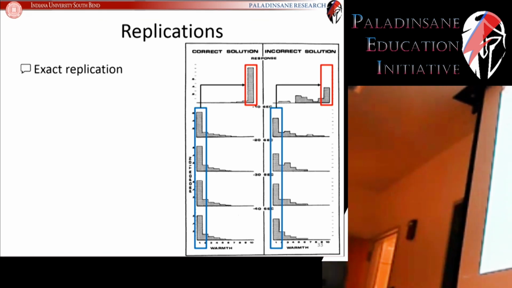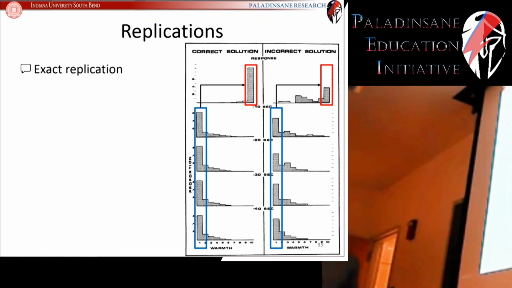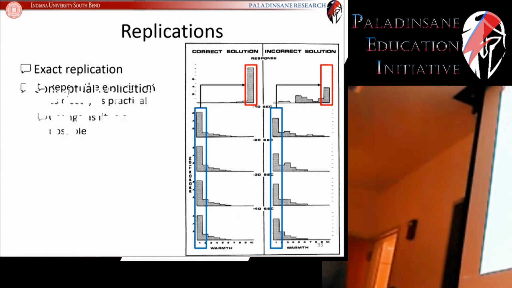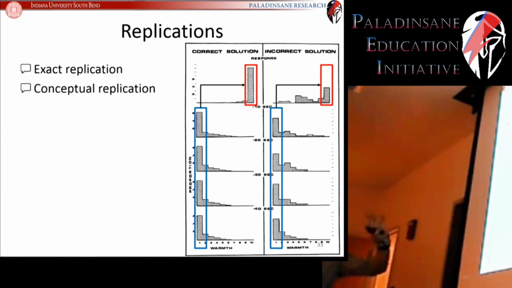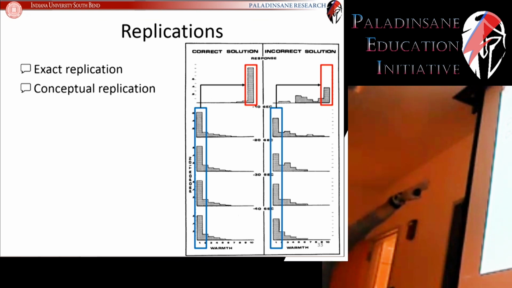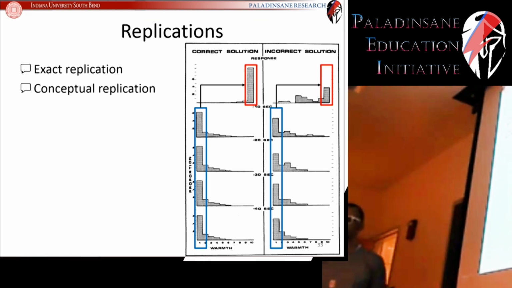So replications, there are different types of replications. There's your exact replication, and then there is a conceptual replication. Those are the two types from your textbook. Some people consider a third one, but we'll go with what your text has. Two types, exact replications and conceptual replications.